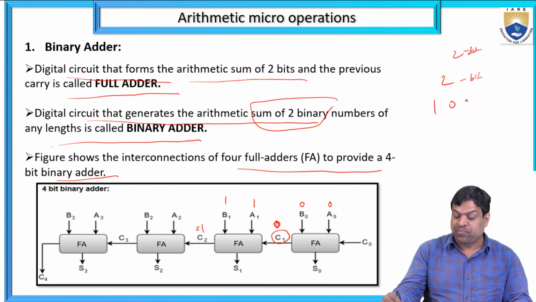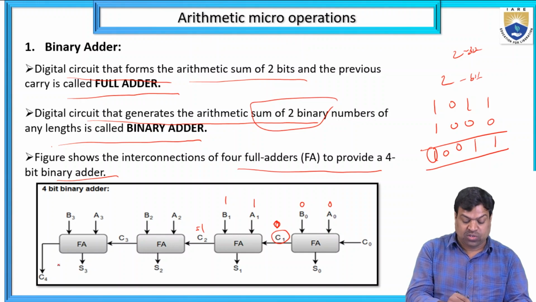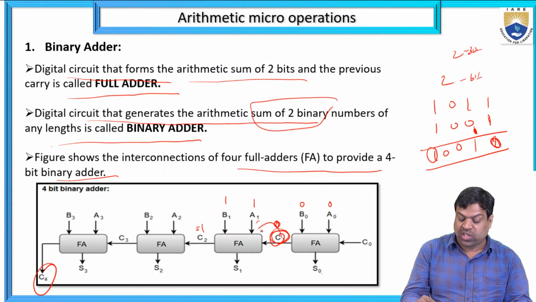Suppose like this, I am taking 10111000. 1 plus 0, 1. 1 plus 0, 1. 0 plus 0, 0. 1 plus 1, 10. Is there a carry? Yes. The carry is transferred to C4. C1, C2, C3, C4 are the carries out. 1, 2, 3, 4. After the 4 digits, the carry is there. Suppose I am taking 1. 1 plus 1, 0. Is there any carry? Yes. Where is it transferred? This carry is transferred to the next bit.